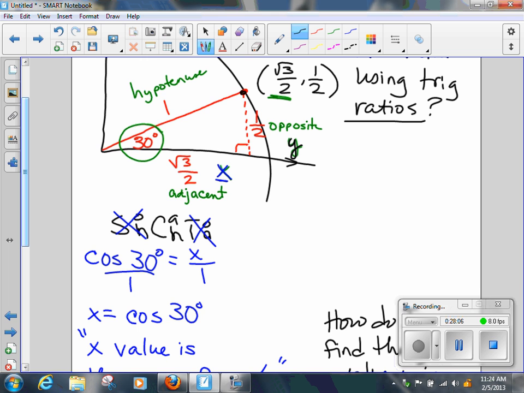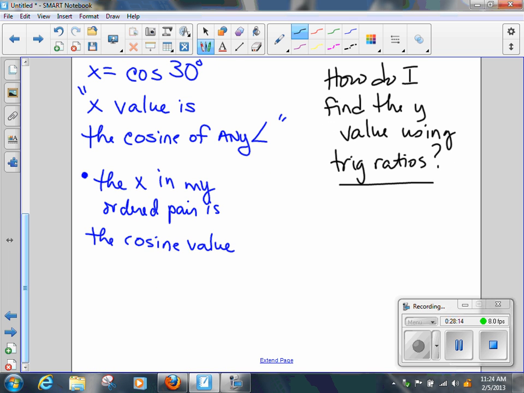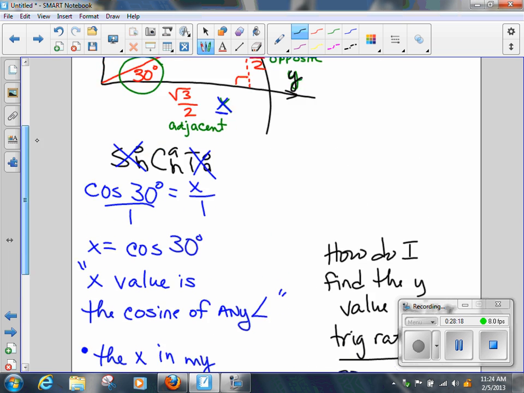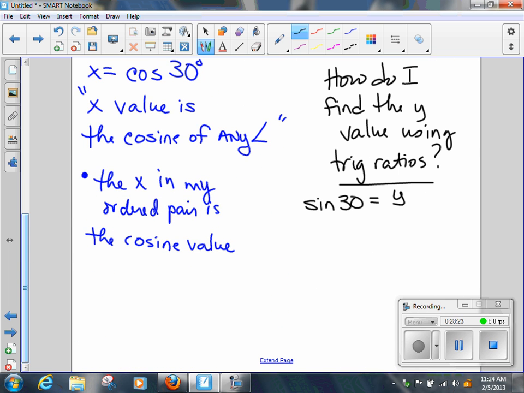Folks, which trig ratio uses the opposite and the hypotenuse? Sine. So if I were to take the sine of 30, because that's the only angle I have up there, then it would be the opposite, which was y, over the hypotenuse, which was 1. And if I solve that as a proportion, then it's going to say that y is the sine of that 30-degree angle, won't it?